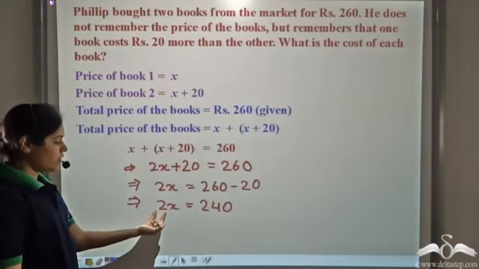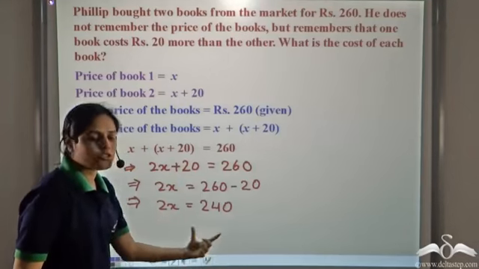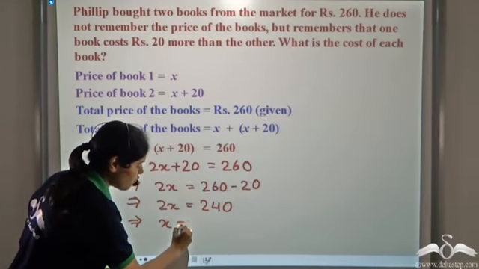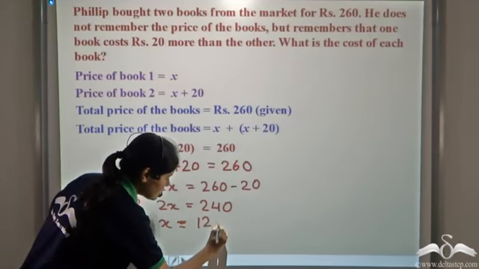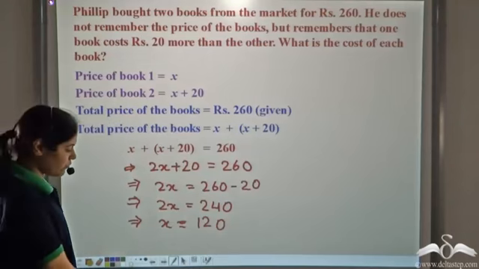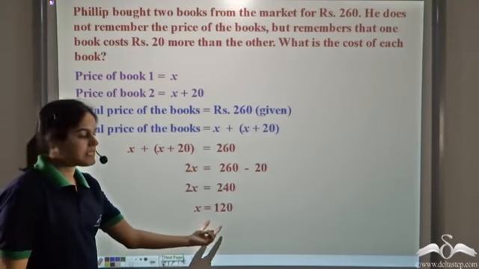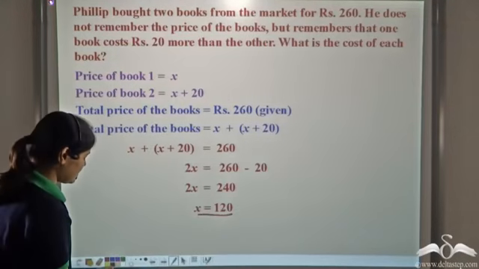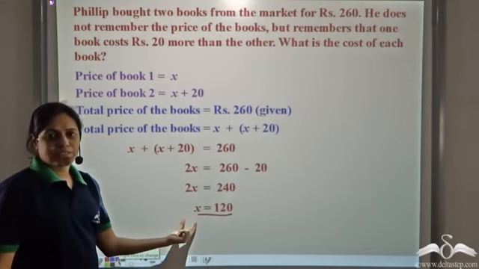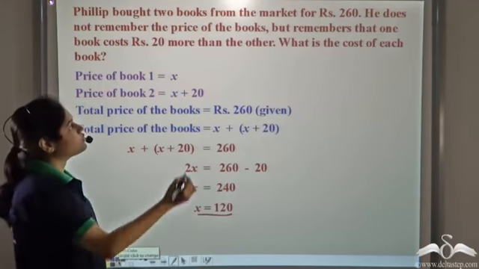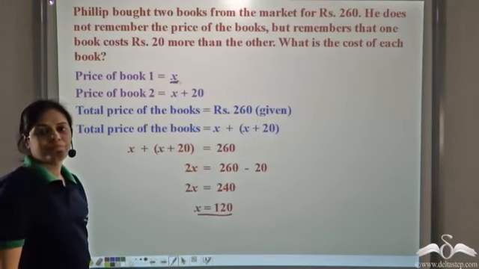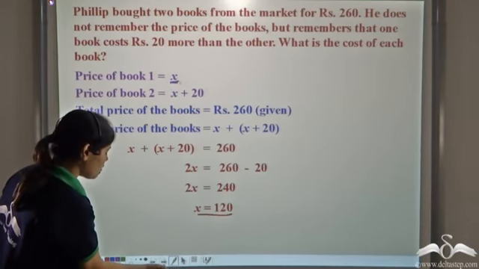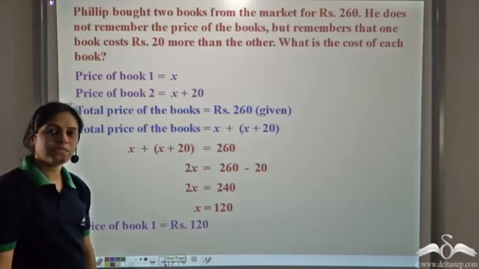Now we take this 2 and transpose it to the right hand side. So we get x is equal to 240 by 2, which is 120. So we get x is equal to 120. So this is the value of x. Now what was x? We have assumed x to be the price of book 1, that is the price of the cheaper book. So the price of book 1 is rupees 120.